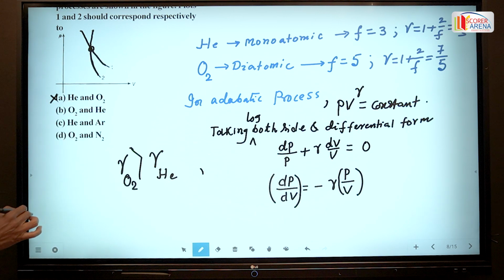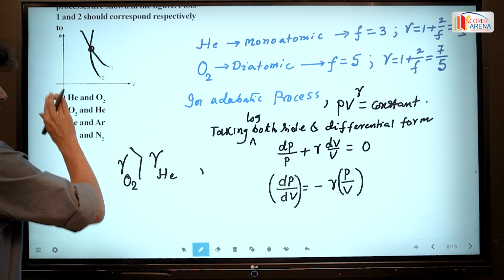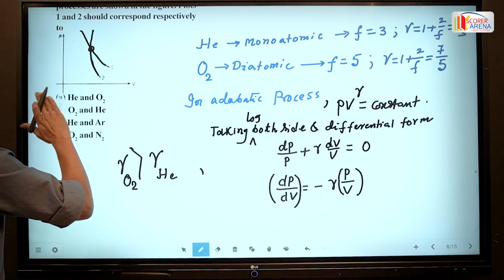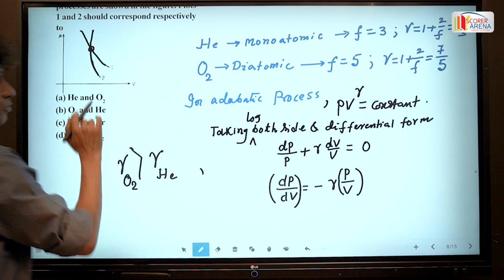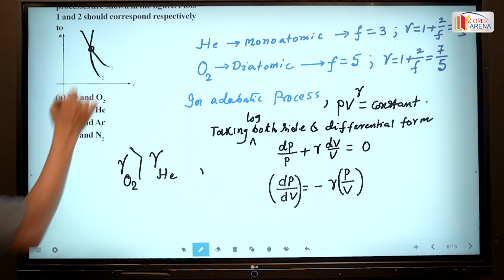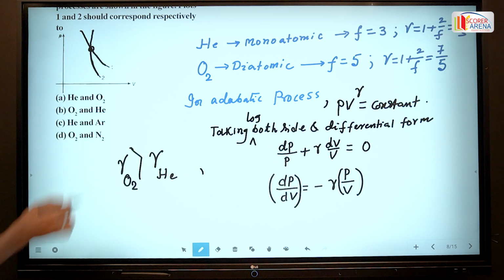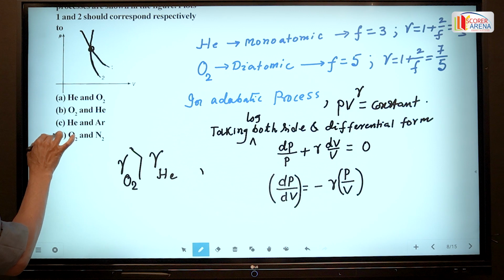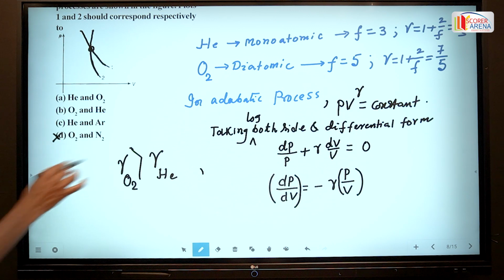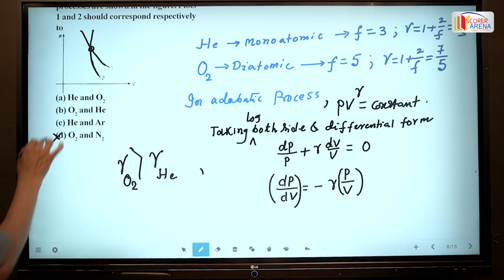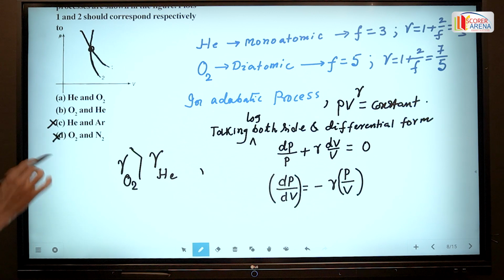One should correspond to monatomic gas and 2 should correspond to diatomic gas, because 2 is stiffer than 1. So here option D is not correct, because both the gases are diatomic. Option C is also not correct, because both the gases are monatomic.